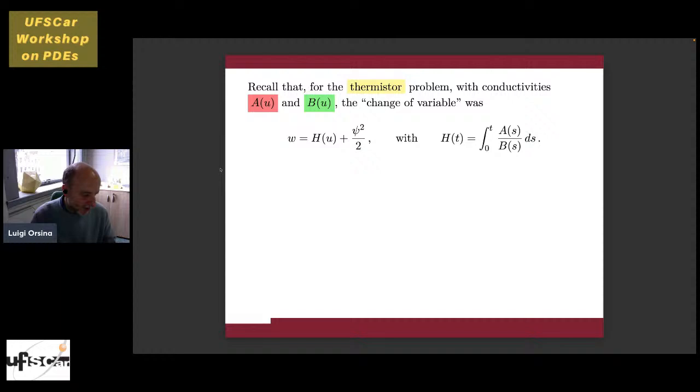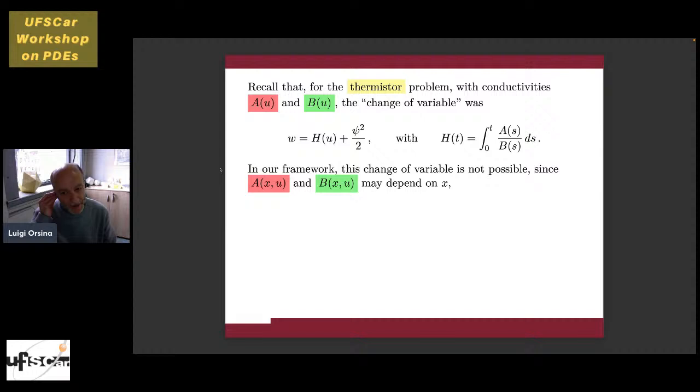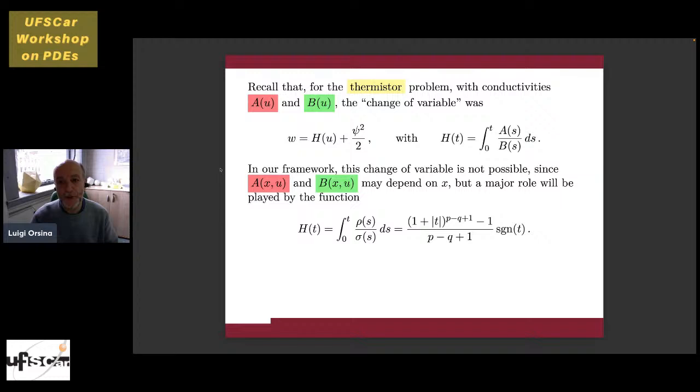Just to fix the ideas, let me recall that for the transistor problem, the main role of the change of variable was this function, H of t, which is a primitive of A over B, of the two conductivities. In this case, the change of variables is not possible because A of X and B of X depend on U, so you can integrate, of course, but then you cannot derive; once you make the composition H of U, the gradient is no longer the quotient of the functions. But the counterpart, since A of X and B of X are controlled from above and from below by rho and sigma respectively, the major role will be this new function H, which is actually the quotient of rho over sigma, the control for A divided by the control for B, which under the assumptions I made takes this form.